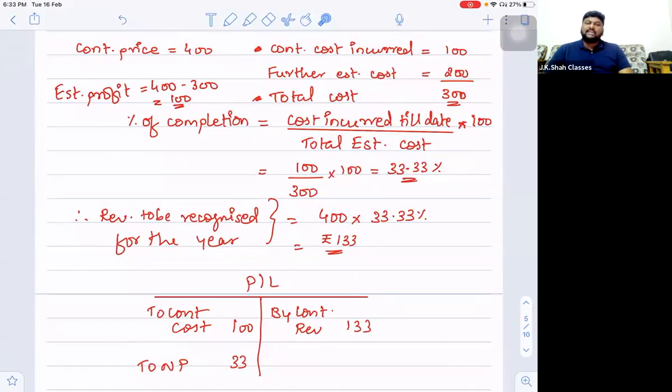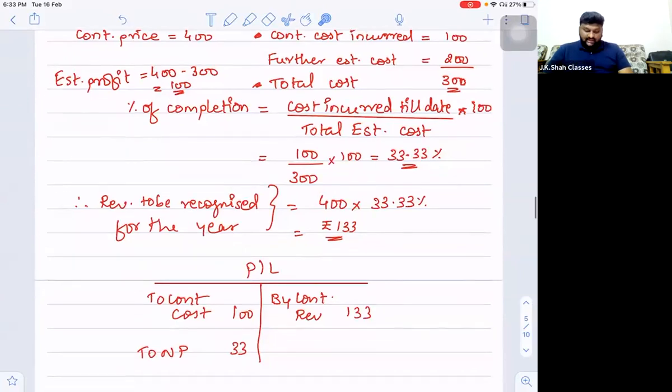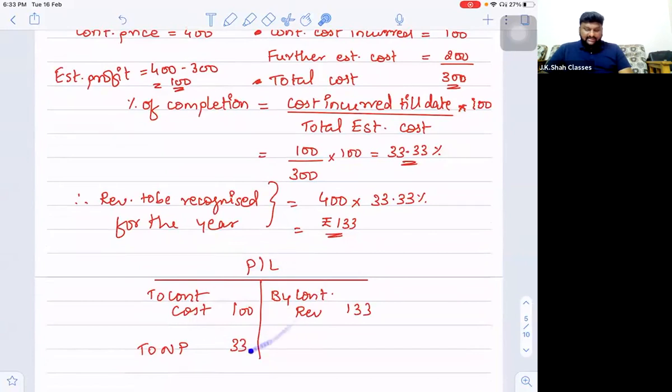133 rupees shall be recognized in the books of accounts as revenue. And if you check the P&L account, the extract will be something like this. On the credit side, by contract revenue, 133 rupees. On the debit side, contract cost 100 rupees. And the net profit of 33 rupees will be recorded.